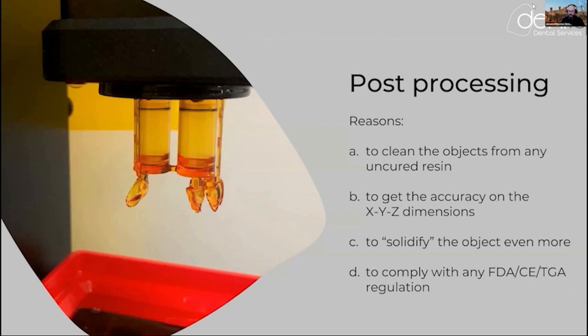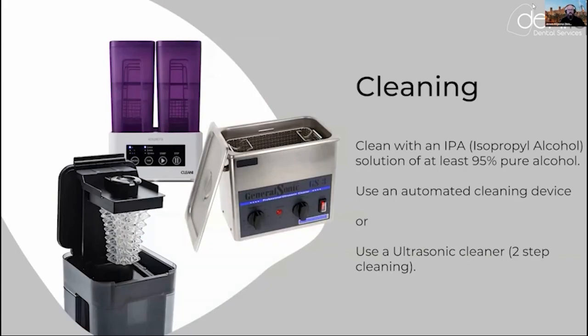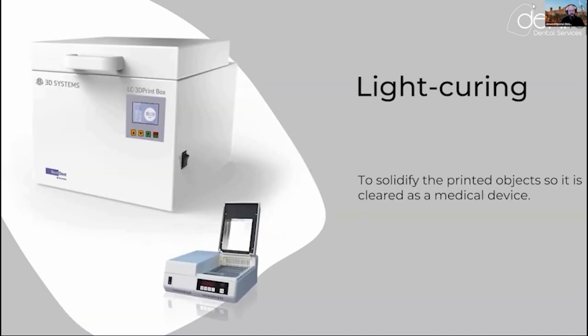So why do we do it? To clean the object from any uncured resin and to get the accuracy on the X and Y, and then the smoothness, of course, on the Z dimension. Okay, and this is all to comply with any regulation. And clean with about 95% IPA, or use an automated cleaning system, or use an ultrasonic, for example. That works well. Light curing, get yourself a proper light curing box when you do a class 2A material.